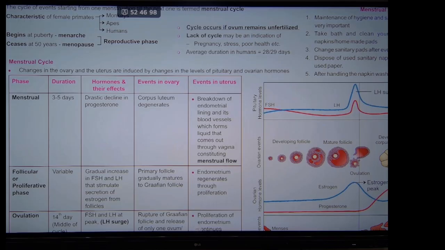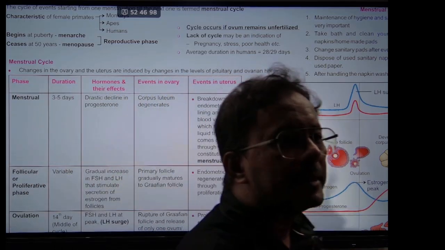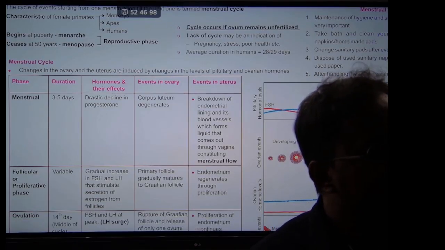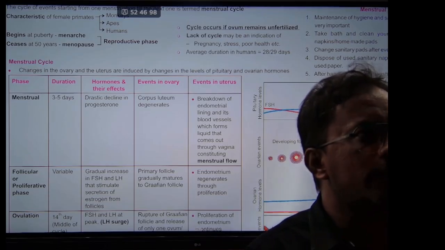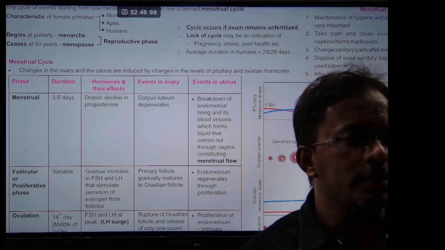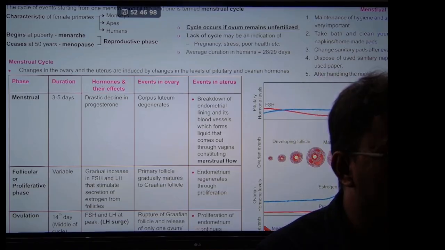So, what happens in the first phase? The degeneration of the endometrium, correct? Endometrium is removed. What is the time of the first phase? 3 to 5 days. The removed endometrium flows out through the vagina as a menstrual flow, right.